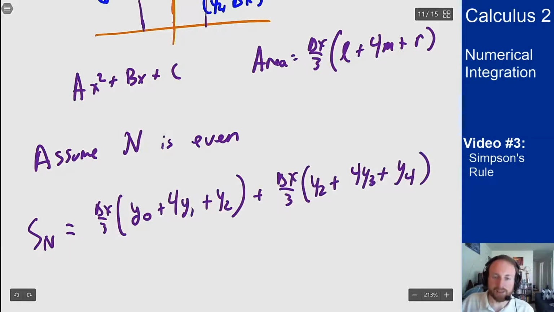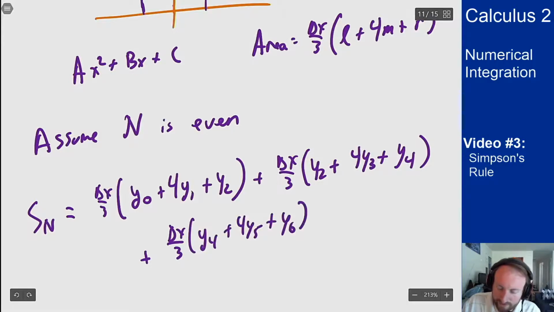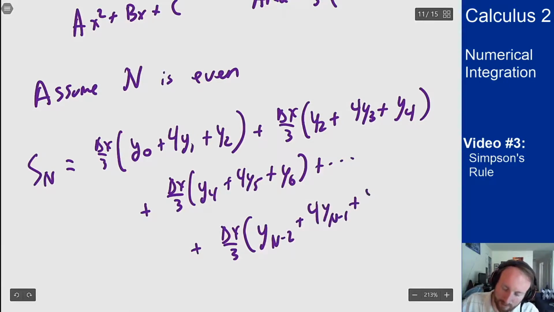And this process continues. I get from 4 to 6, delta x over 3, y4 plus 4 y5s plus a y6. And this continues to the last term, where I get delta x over 3, yn minus 2, 4 yn minus 1, and a yn.